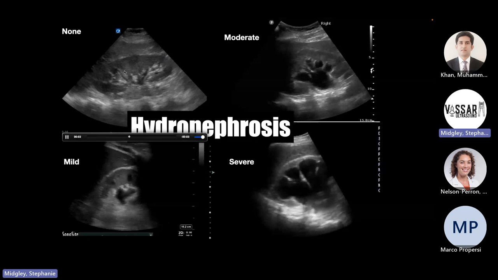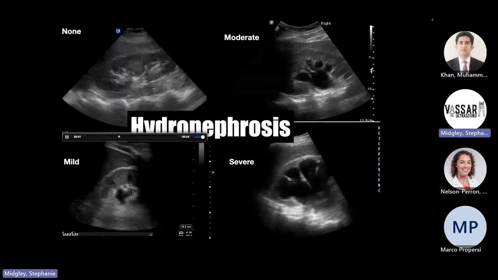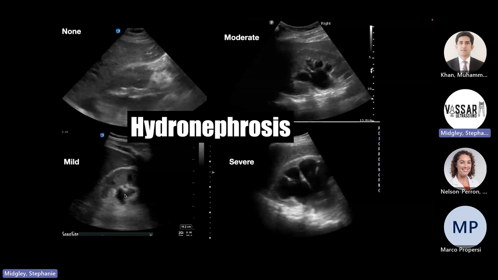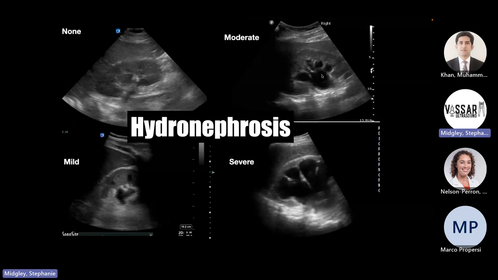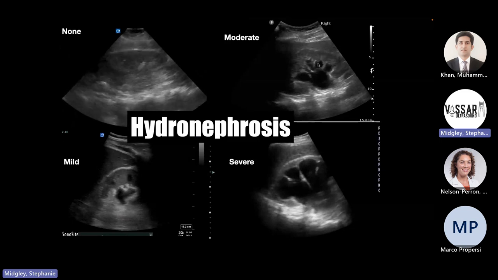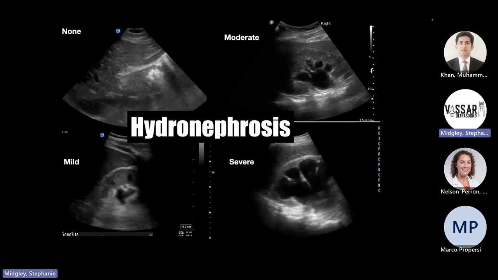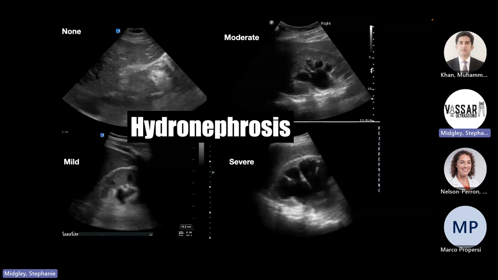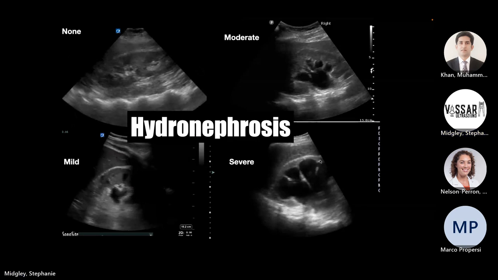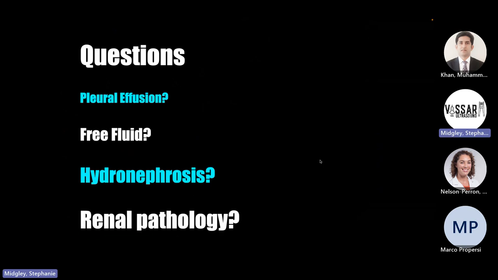So if we look normal, decompressed, bright white, as the urine starts to back up, you're going to start to be able to see a bit more of the major pelvis. It'll track into the major calyces and up into the pyramids. And then as it starts to get to severe, you start to get this cortical thinning. So now the cortex of the kidney is thinned. All right, there's our hydro.